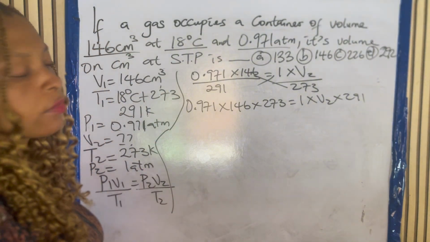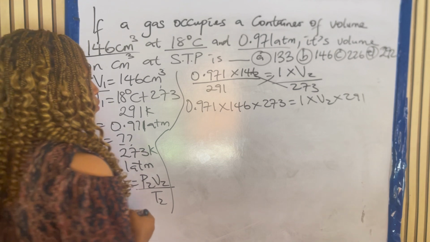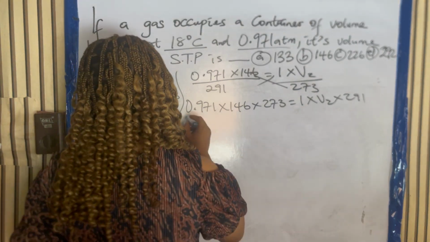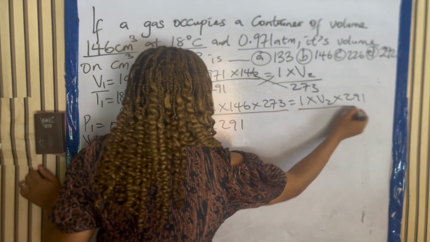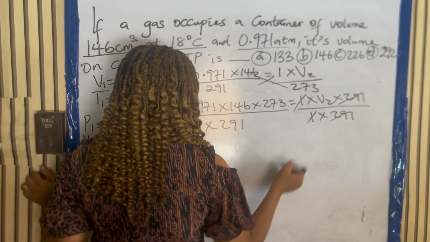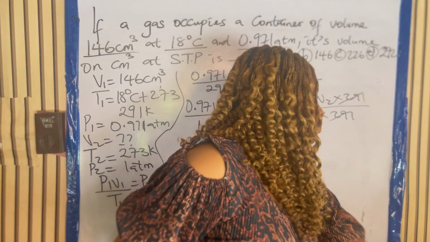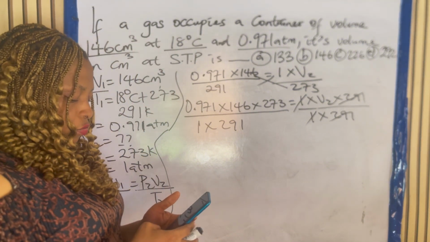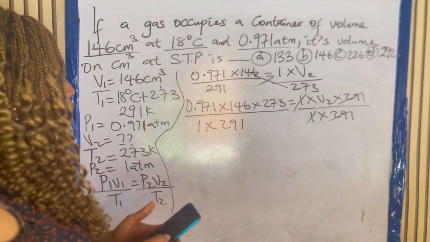Is that taken? Okay. So what's the next thing to do? The next thing to do is we are going to divide by the coefficient of V2. So this will be 1 times 291 divided by 1 times 291. Cancel, cancel. You have V2. So we're going to press our calculator. Please remember what I told us about pressing our calculator. Do not try to solve the questions all together. Solve them one after the other.